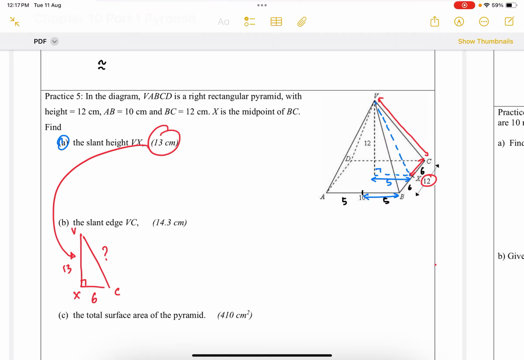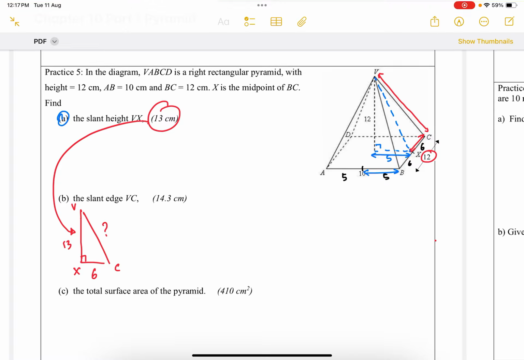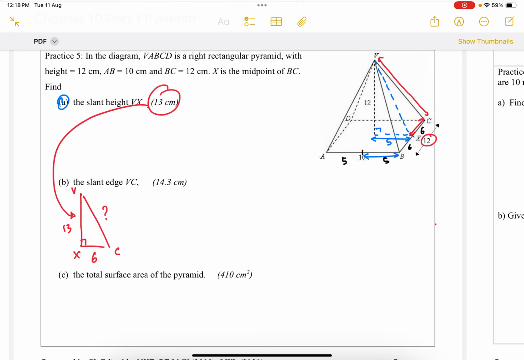So 13, 6, surely you can find VC by yourself. And then total surface area of the pyramid, you've got your rectangle at the bottom, you've got your slant height for the lateral face VBC, multiply by 2 for the other side, repeat the process again for the front triangle facing you, VAB, as well as the one behind, which is exactly the same. So all these, do it in class now.